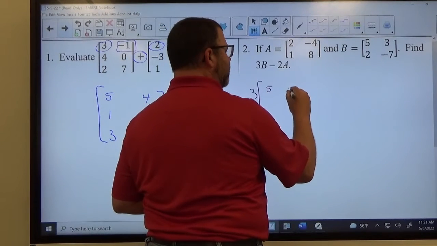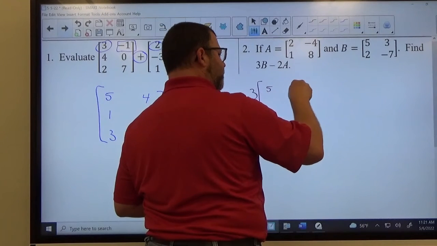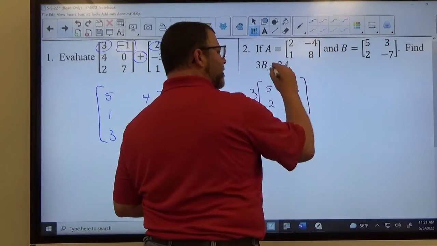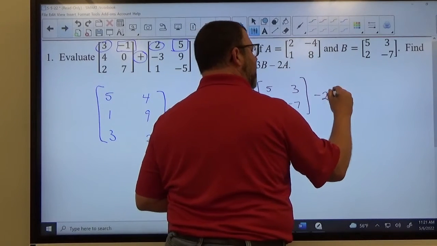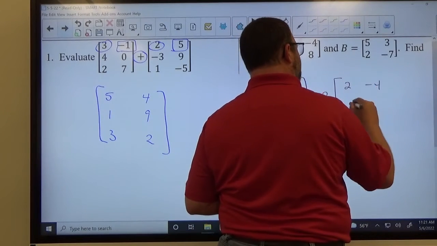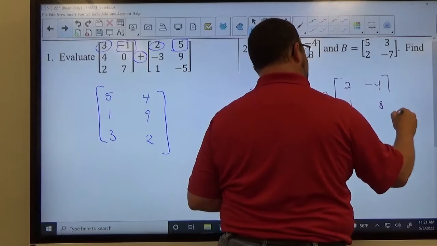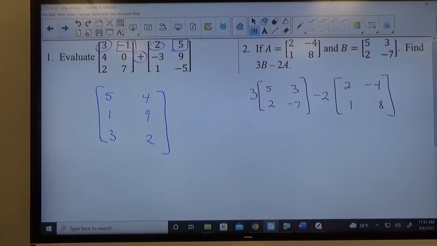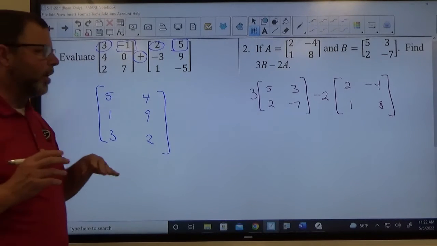3 times 5, 3, 2, negative 7. It says minus 2A, so minus 2 times A, which is 2 times 2, negative 4, 1, 8. Now option A, I can multiply the negative 2 times all the numbers in the second thing, so all the signs have been negated, but then it becomes a plus problem where I can just subtract 2 times each thing. Take your pick on that.